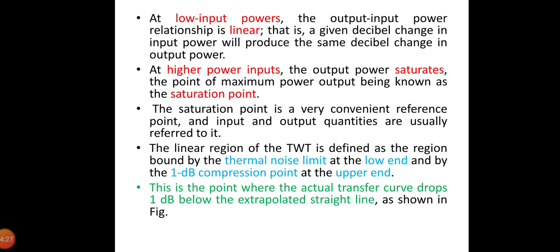The saturation point is a very convenient reference point, and the input and output quantities are usually referred to it. The linear region of the TWT is defined as the region bound by the thermal noise limit at the low end and by what is termed the 1 dB compression point at the upper end. This is the point where the actual transfer curve drops 1 dB below the extrapolated straight line. The selection of the operating point on the transfer characteristics will be considered, but first the phase characteristics will have to be described now. The absolute time delay between the input and output signals at a fixed input level is generally not significant.